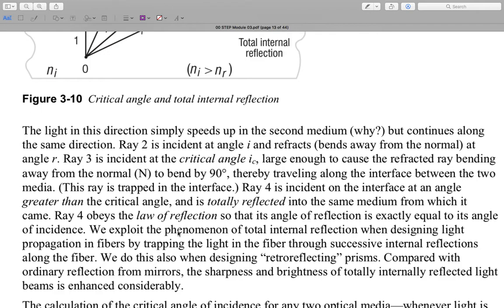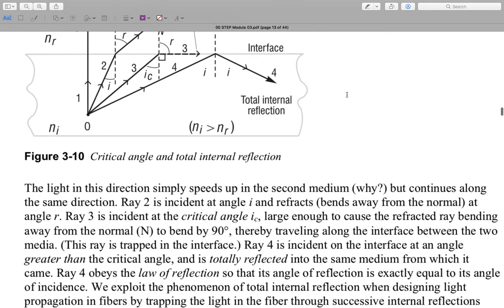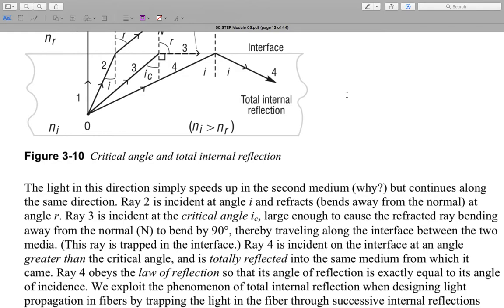The light changes direction, implying a different speed in the second medium, but continues along the same direction. Ray 2 is incident and refracts away from the normal at the angle r. Ray 3 is incident at the critical angle iC, large enough to cause the refracted ray bending away from the normal to bend by 90 degrees, thereby traveling along the interface between the media. This ray is trapped in the interface.